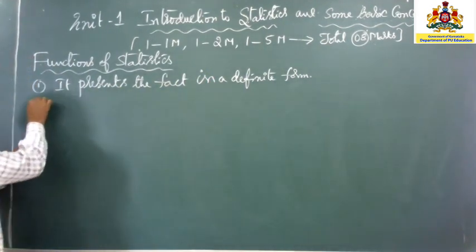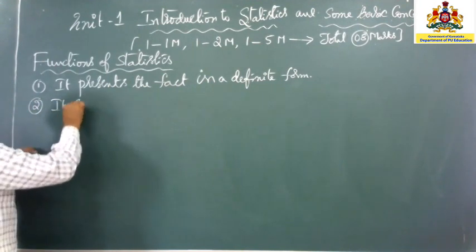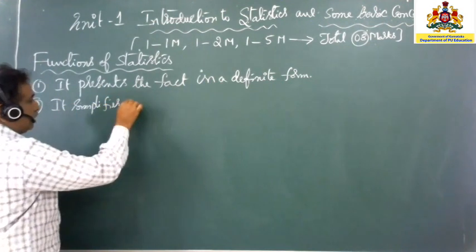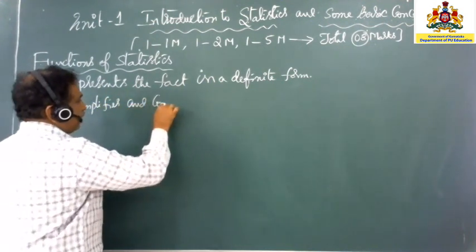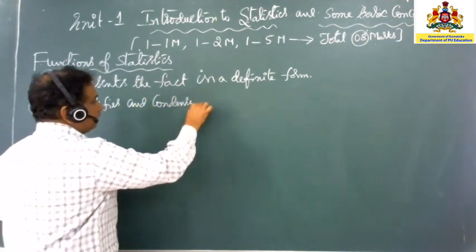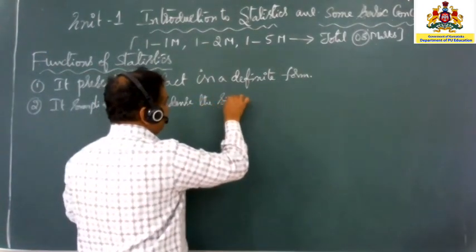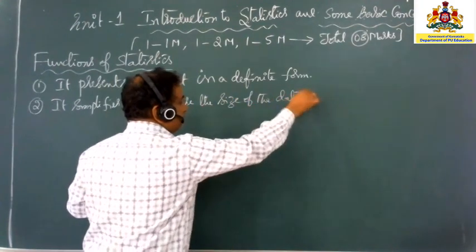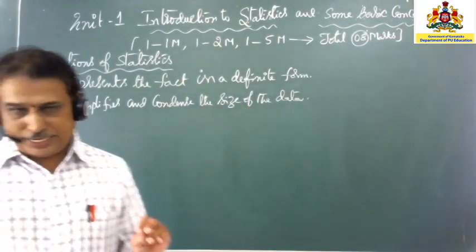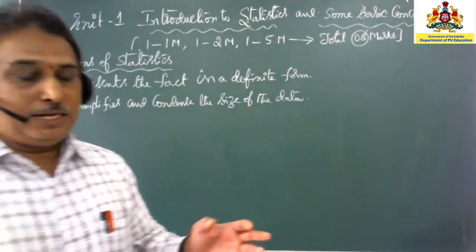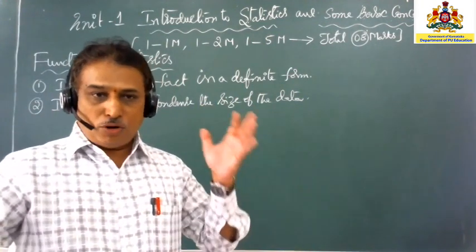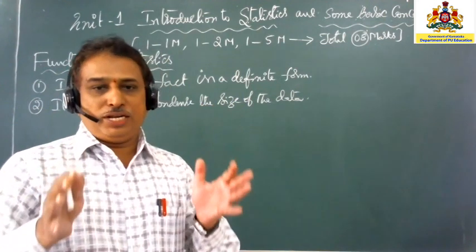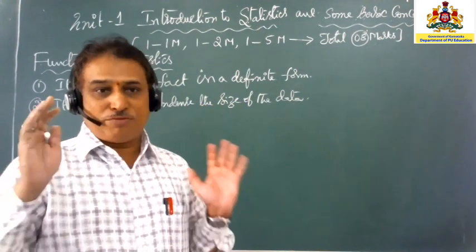Next, the second one is it simplifies and condenses the size of the data. Here, the huge data, the whole data, you can reduce into a simple numerical value. You can reduce the size of the data.